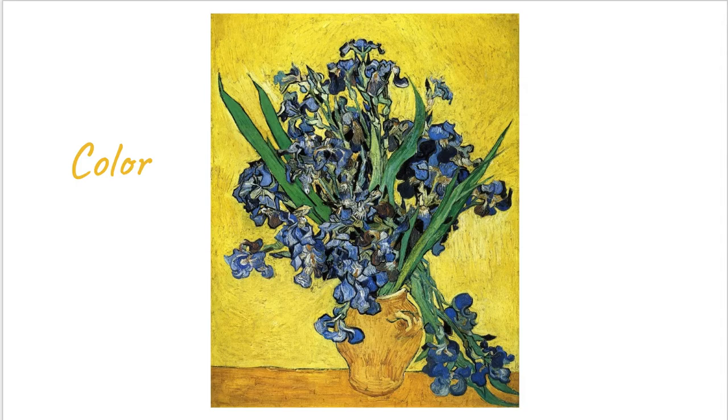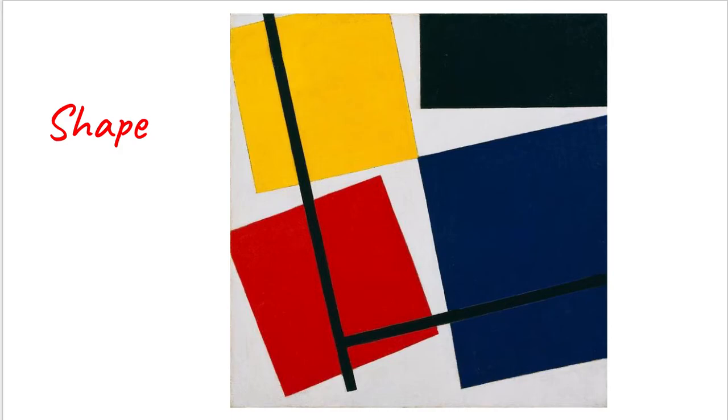Moving on to shape. Shape is the result of closed lines, and shapes are two-dimensional. They're flat and only have height and width. Geometric shapes like circles and squares are mathematically precise, while organic shapes take cues from nature and tend to be curved and more abstract. So this is Piet Mondrian, and he's known for relying on geometric shapes in his paintings.